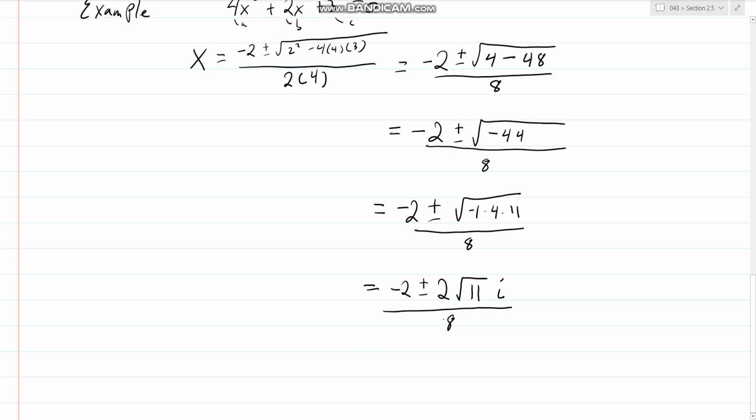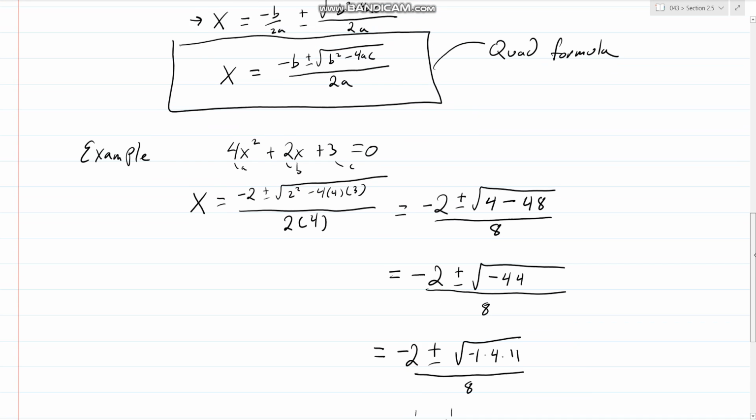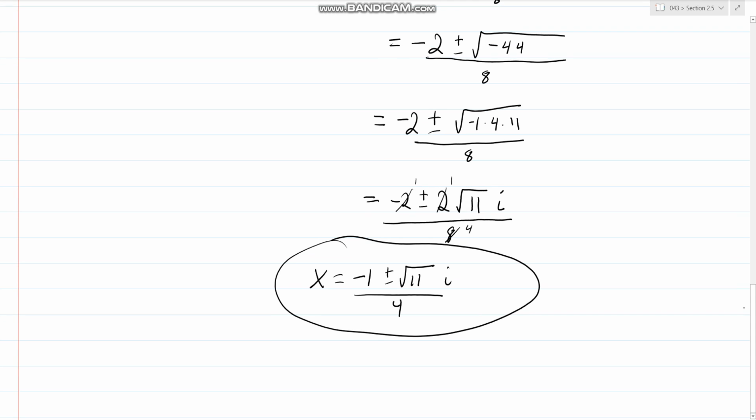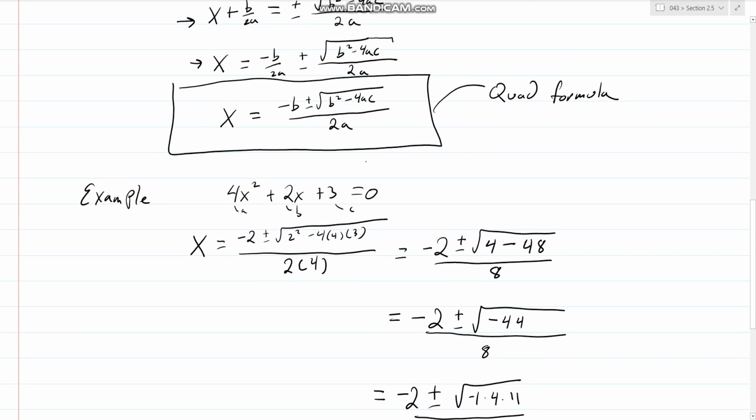And it looks like I can now finally simplify. So I have a 2 here and an 8 here, so that becomes a 1, and that becomes a 4. So x equals negative 1 plus or minus the root of 11 i over 4. And there are our two answers. So I can use that quadratic formula because I've already completed the square for every single quadratic equation that will ever exist.